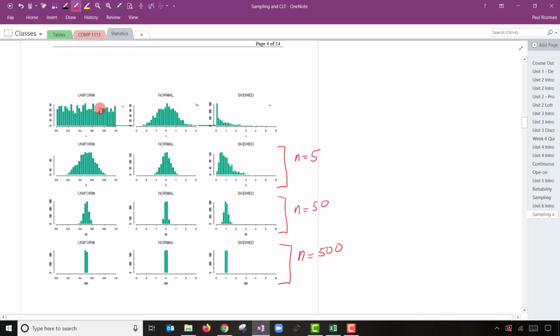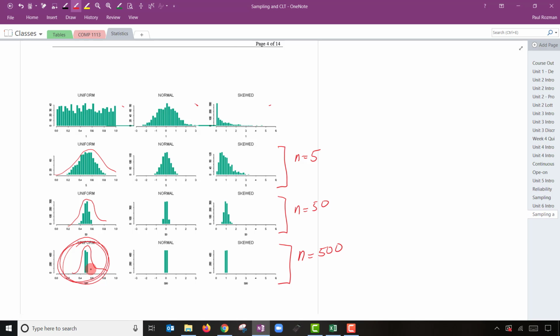When you start with a uniform distribution for your population and take samples of size 5, you get a pretty decent bell curve. As you increase your sample size, you continue to get bell curves, they just aren't as spread out. Notice the scale is the same on all the graphs. That's why this last one doesn't really look like a bell curve. We're too zoomed out. We'd have to zoom in to see it.